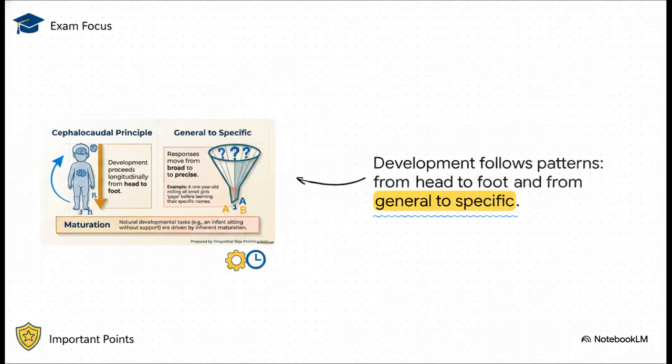Now, this development isn't just random. It follows predictable patterns, and you absolutely need to know these too. First, the cephalocaudal principle. It sounds complicated, but it's not. It just means development moves from head to foot. A baby gains control of its head and neck way before it can walk. Simple. Second is general to specific. This is when a toddler calls every 4-legged animal a doggy. That's a general response. Later, they learn to be specific, to tell the difference between a dog and a cat. This whole natural unfolding of our biological plan, we call that maturation.